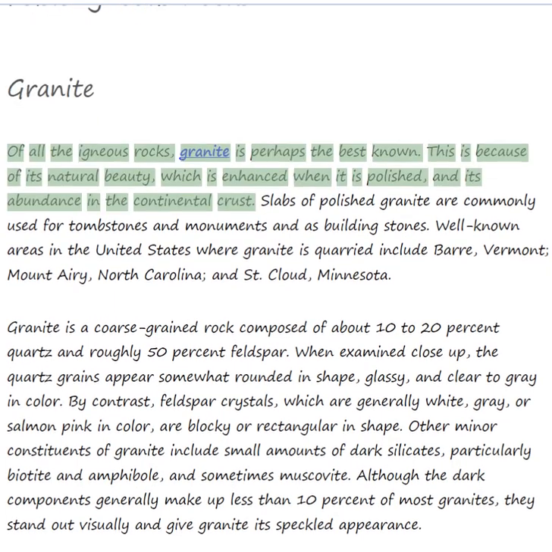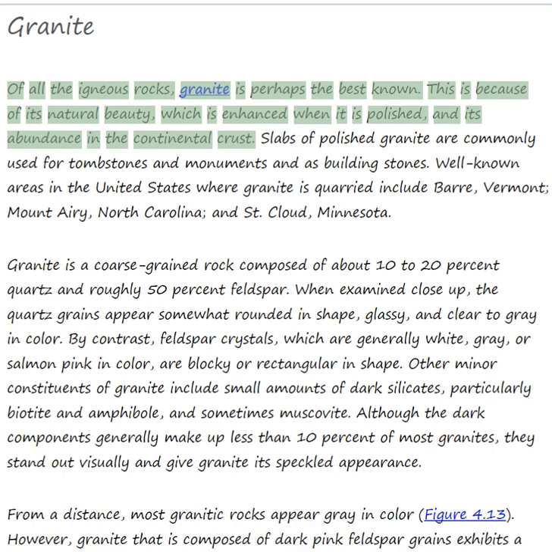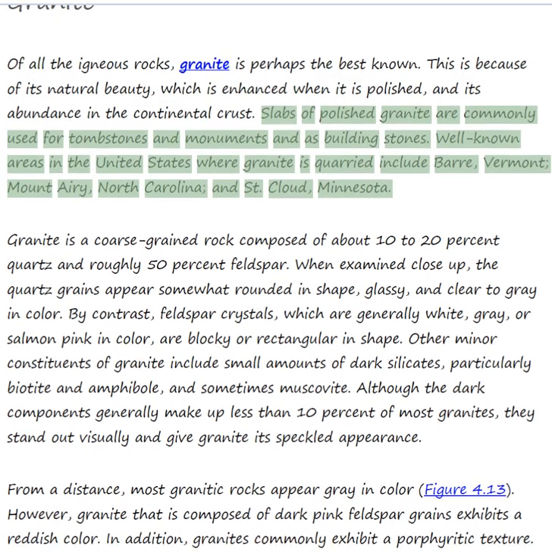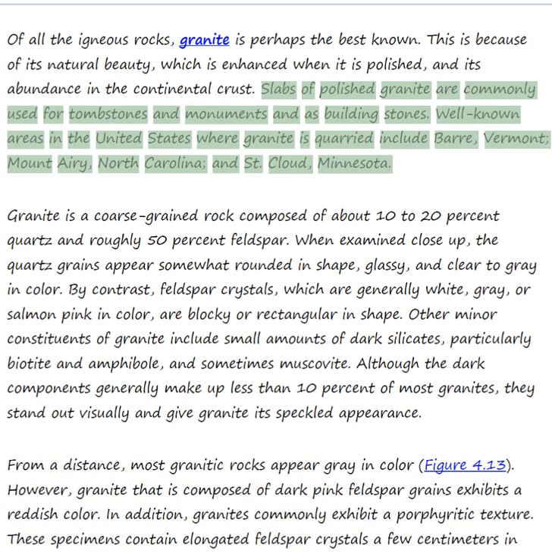Granite. Of all the igneous rocks, granite is perhaps the best known. This is because of its natural beauty, which is enhanced when it is polished, and its abundance in the continental crust. Slabs of polished granite are commonly used for tombstones and monuments and as building stones. Well-known areas in the United States where granite is quarried include Barre, Vermont, Mount Airy, North Carolina, and St.